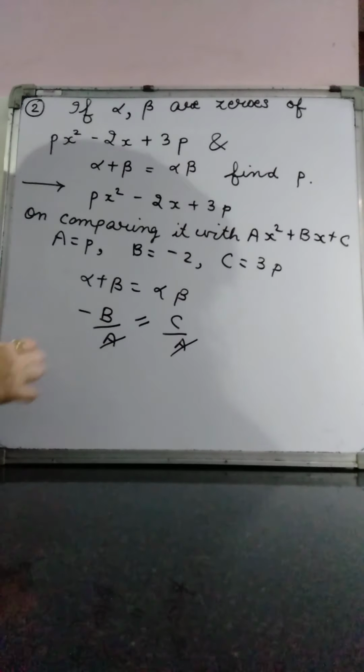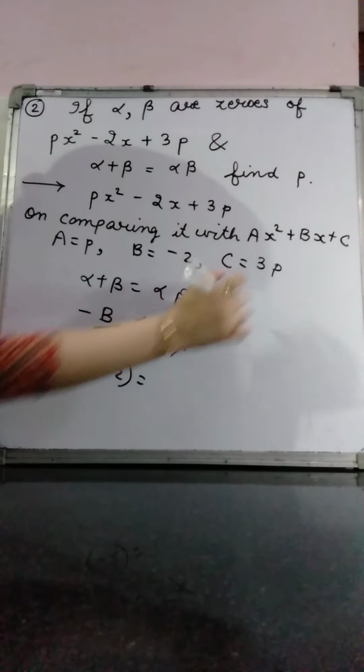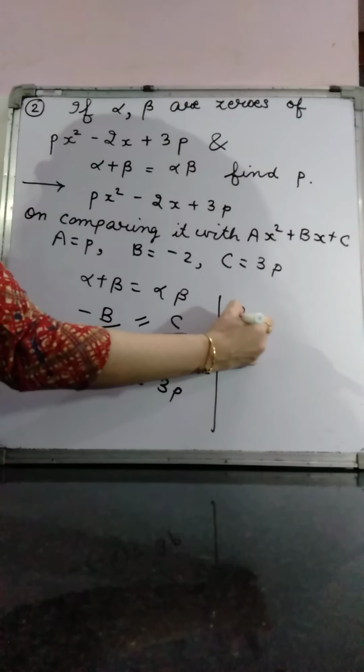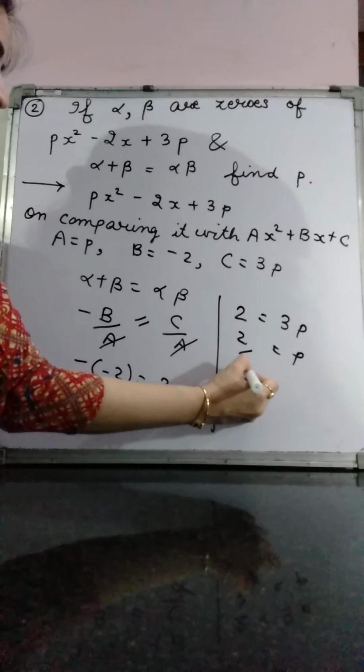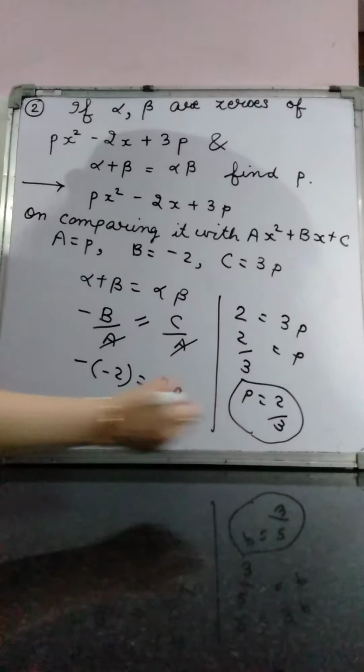Cancel out a and a. Now substitute the value of b, that is minus 2, and the value of c, that is 3p. Minus and minus convert to plus, p is 2 by 3. So the answer is 2 by 3.